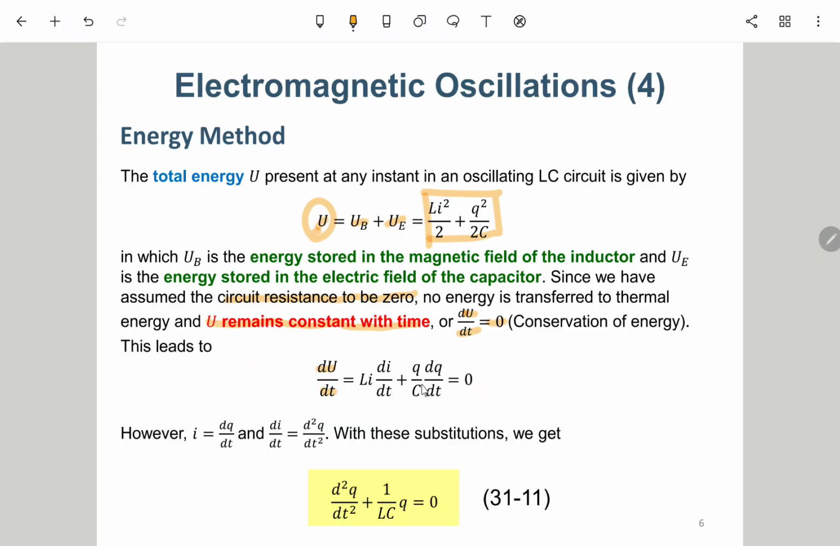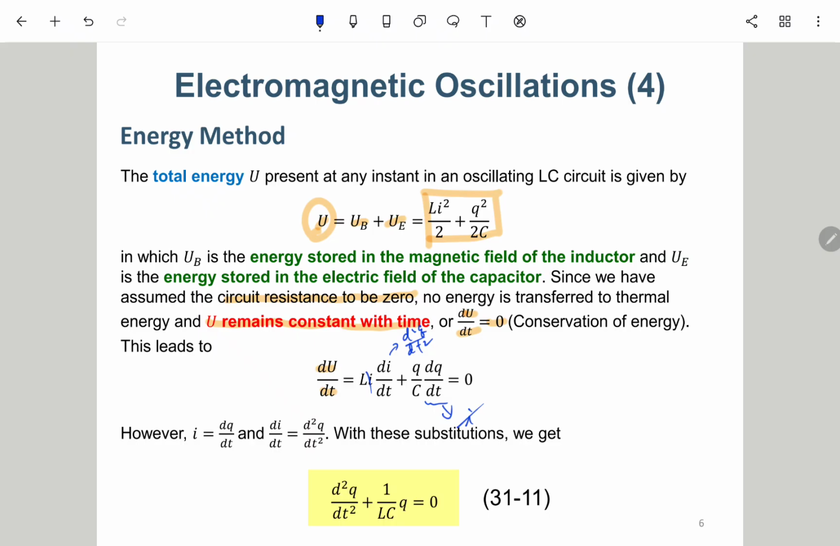Similarly, C is a constant, and taking the derivative of Q squared will be 2Q, so the 2 and 2 also cancel. Then Q goes here, and then the chain rule, dQ/dt. It turns out this dQ/dt is actually I, so I and I just cancel. And then this dI/dt, we can turn into d²Q/dt², the second derivative of the charge with respect to time.